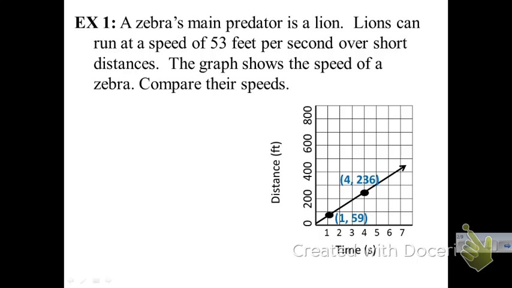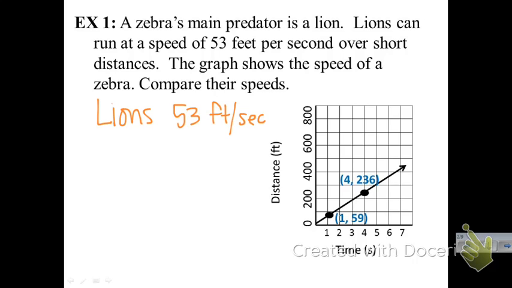So this says a zebra's main predator is a lion. Lions can run at a speed of 53 feet per second over short distances. The graph shows the speed of a zebra. Compare their speeds. So we know from the paragraph that lions have a rate or a speed of 53 feet per second.